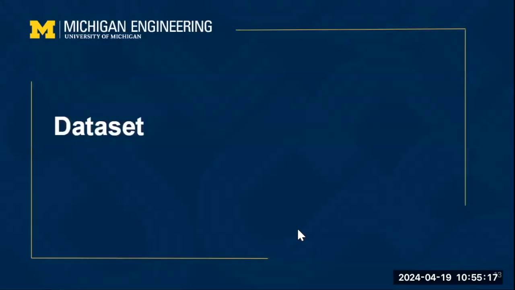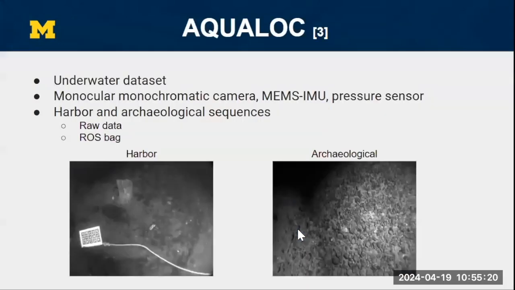Hi, I'm Daphne. I'll talk about the dataset that we used. We used the AQUALOC dataset, which is tailored for underwater SLAM research, and it contains information such as stereo image pairs, IMU data, and ground truth poses, given in both raw file and rosbag files. The dataset was collected from the harbor and archaeological sites as seen in the images. For our project, we used data from the harbor sequence.